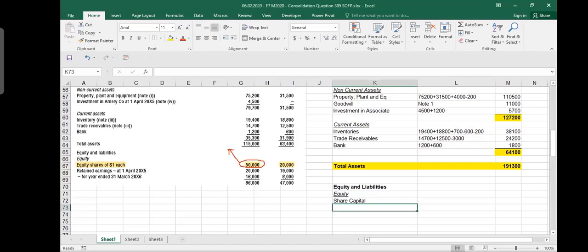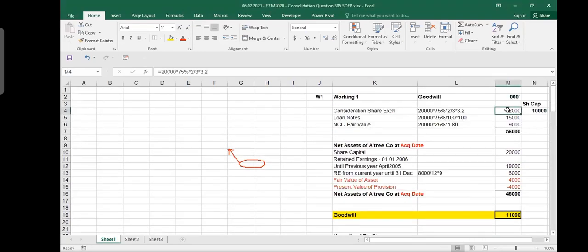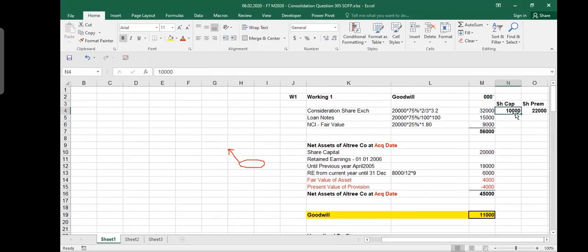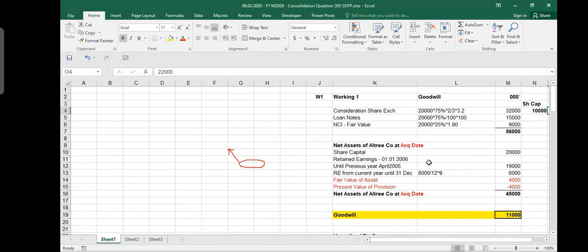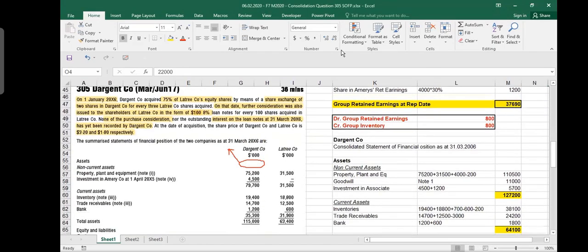We said that when they acquired the subsidiary, they issued some shares worth 32 million, out of which 10 million will be shown in share capital and 22 will be shown in share premium. And why are we going to add it? Because in the question they told us that none of the purchase consideration, nor the outstanding interest on the loan notes at 31st March, has yet been recorded by Dargent Company. So Dargent Company has not shown this share capital in their balance sheet. They also issued loan notes, and those loan notes they also did not show.